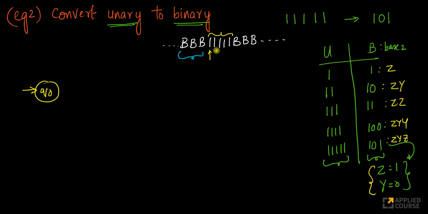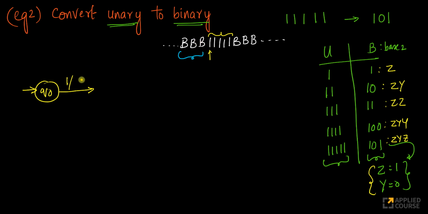The moment I read 1, I want to write the output here. So let's go step by step. For example, imagine I'm reading 1. I read a 1 here. The moment I read a 1, what do I want to do? Because I've already read 1, I want to convert this blank space into Z, which is nothing but the corresponding base 2 value, or binary value, corresponding to whatever I've already read.